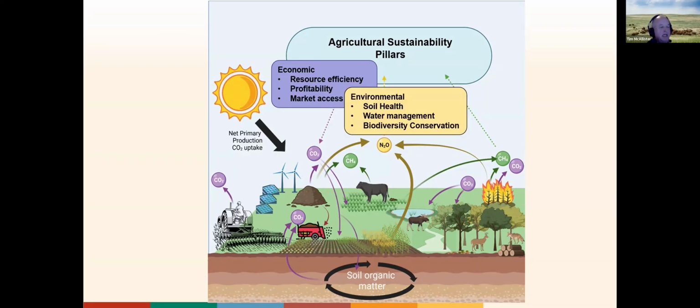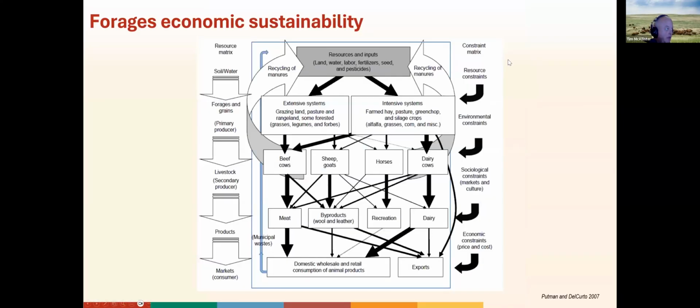Soil health, water management, and biodiversity conservation, in terms of biodiversity of the microbes within the soil, the insects that are pollinators associated with the plants, and the larger mammals that live within those forage-based ecosystems. And then the importance of food security, worker welfare, and community development, and the role that forages play in that, in terms of the grasslands that we see when we drive across the country.